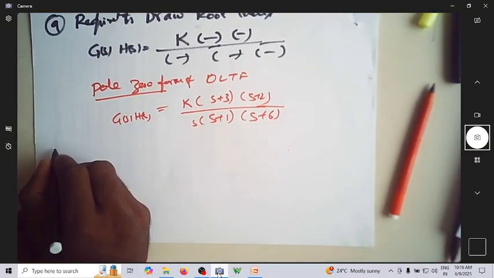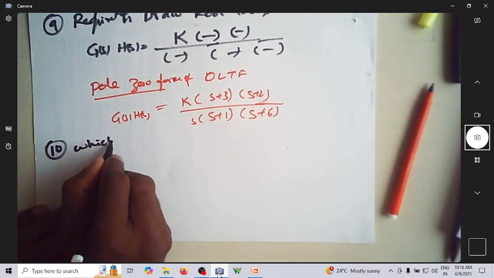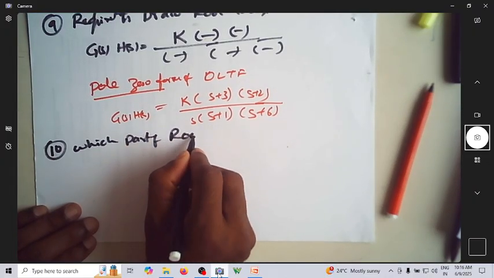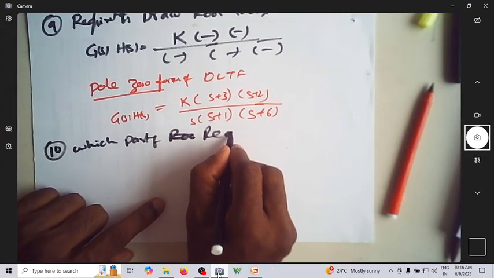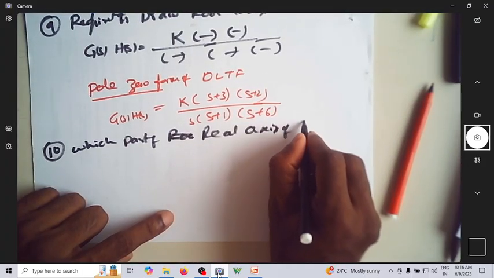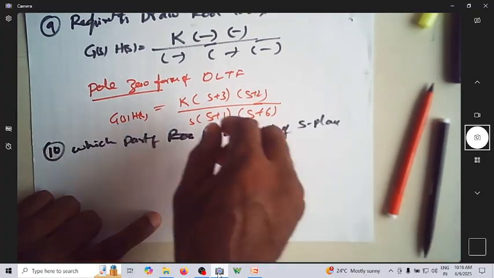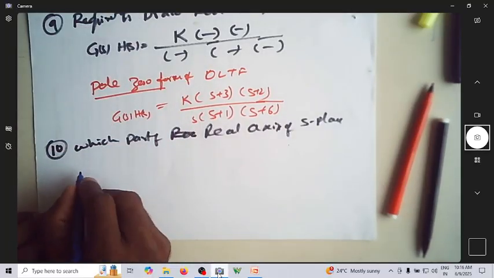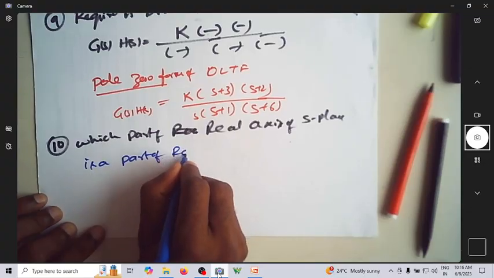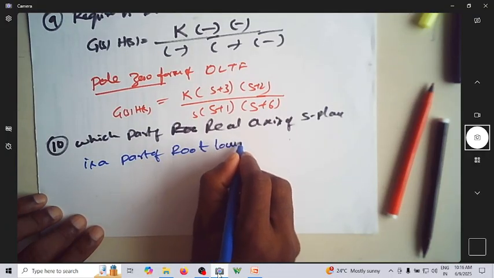What else? Which part of the real axis of the S-plane is a part of the root locus? Of course, which you all know very well.